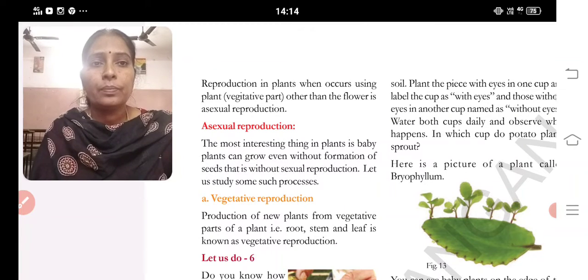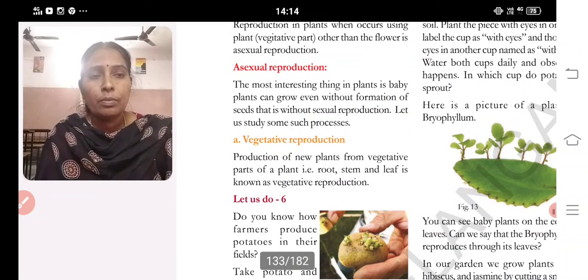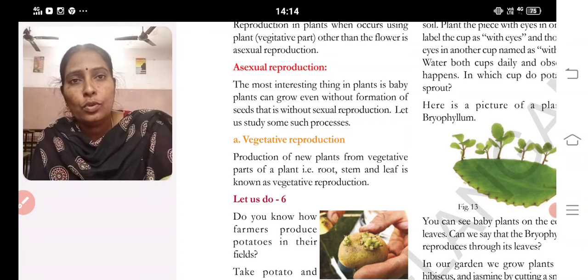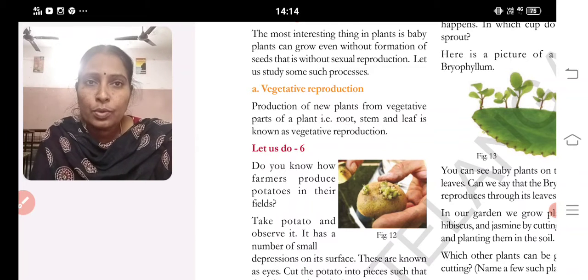Vegetative reproduction: production of new plants from vegetative parts of a plant, root, stem and leaf, is known as vegetative reproduction. Do you know how farmers produce potatoes in their fields? If you don't know, now let us study about that. Do you know how farmers produce potatoes?